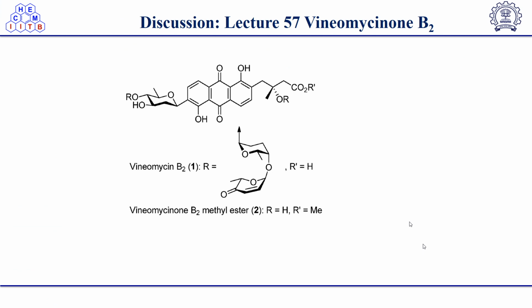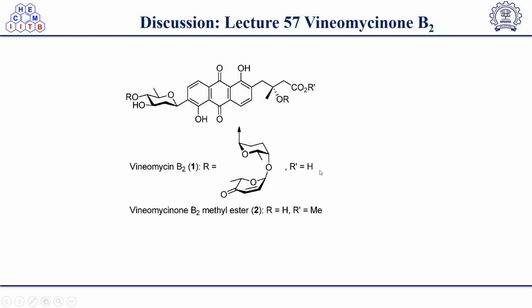So this Danishefsky et al. reported the total synthesis of vineomycinone B2 methyl ester. That is, here R is equal to hydrogen and R dash is methyl, from the acid catalyzed methanolysis of vineomycin B2, where all the R and R dash are protons. R is this group and R dash is proton.